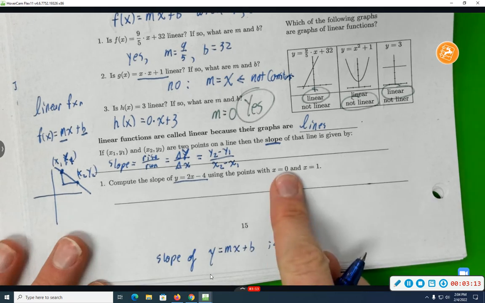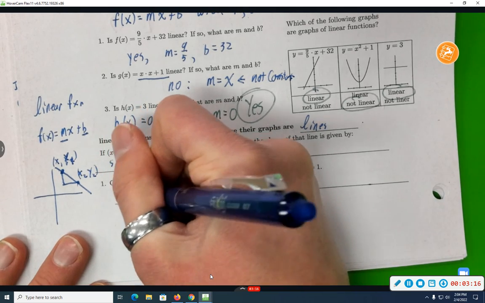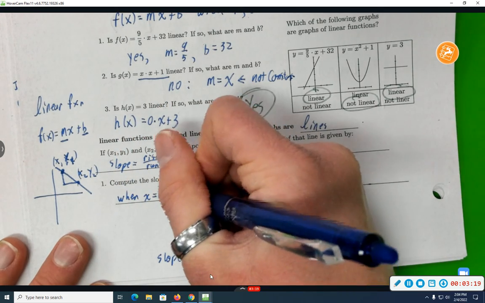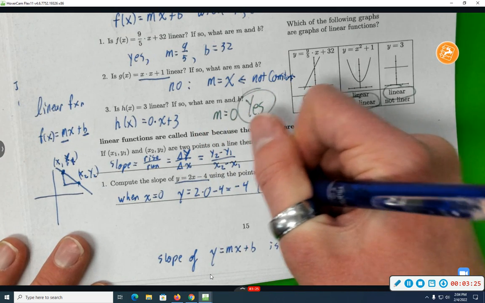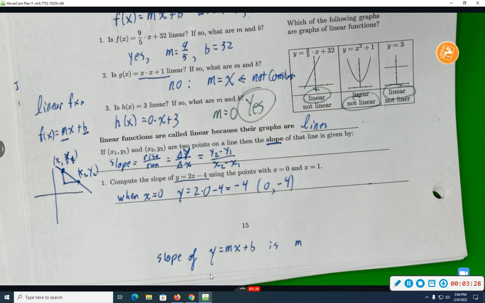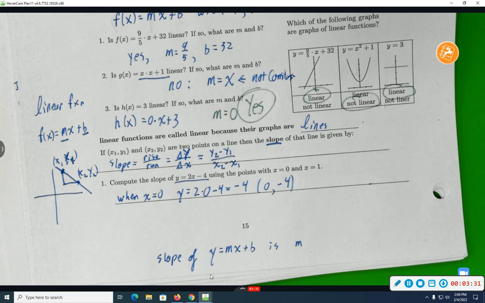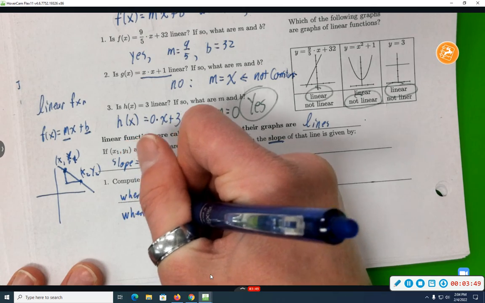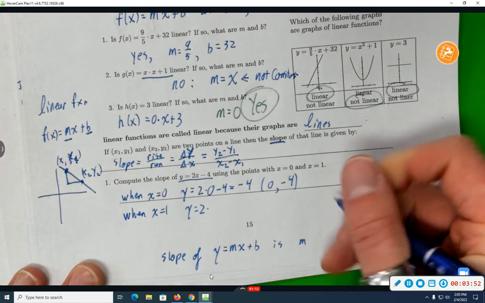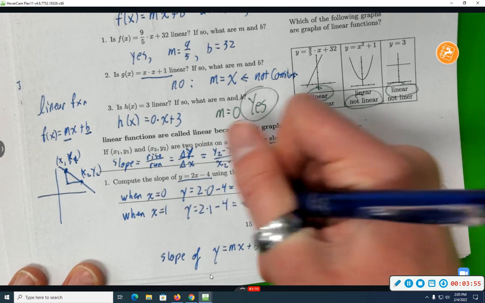So let's try to find the slope using 2 points. So let's see, when x equals 0, let's compute the y value you get. You get a y value of 2 times 0 minus 4. Looks like it's minus 4. So 0, minus 4 is a point on the graph. When x equals 1, what y value do you get? You plug in that x value, you see what you get. Two times 1 minus 4. Yeah, that sure looks like it's minus 2.